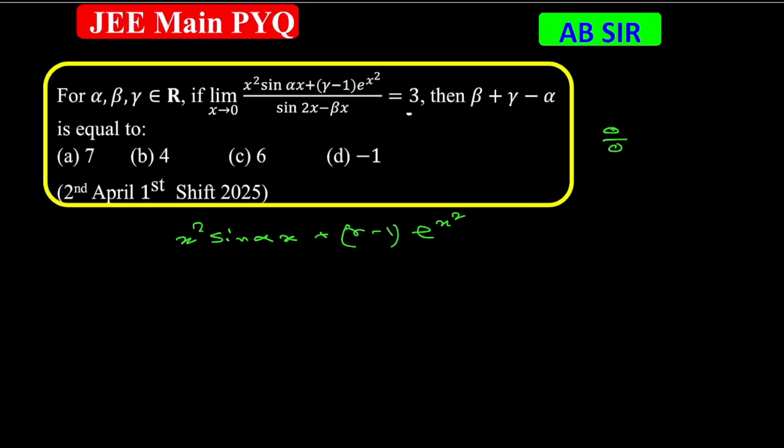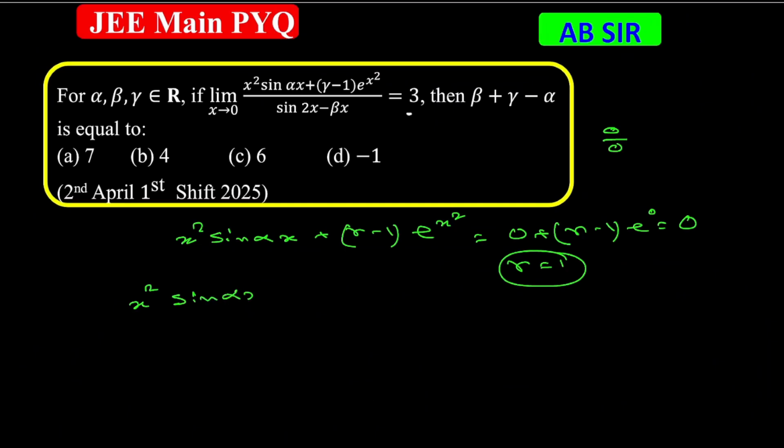So under this situation, put x equal to 0 here. We are getting 0 plus (gamma - 1) into e to the power 0, which is 1, equal to 0, so gamma equals 1. Now how will we proceed? If we put gamma equal to 1, the limit is converted to x squared sin(alpha x) by sin 2x minus beta x.